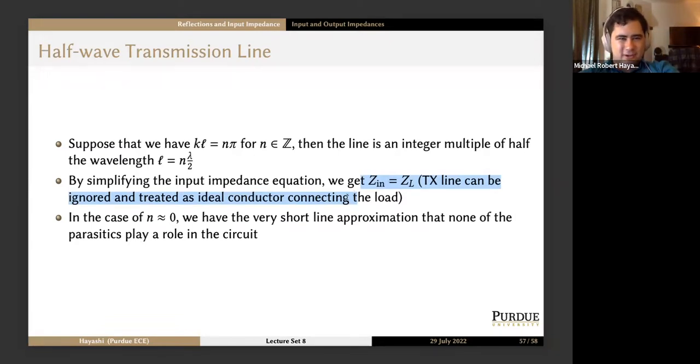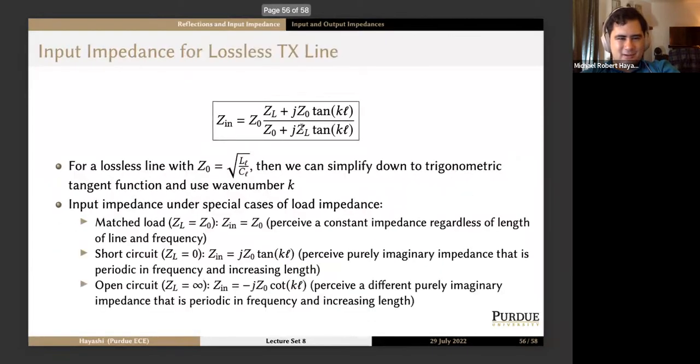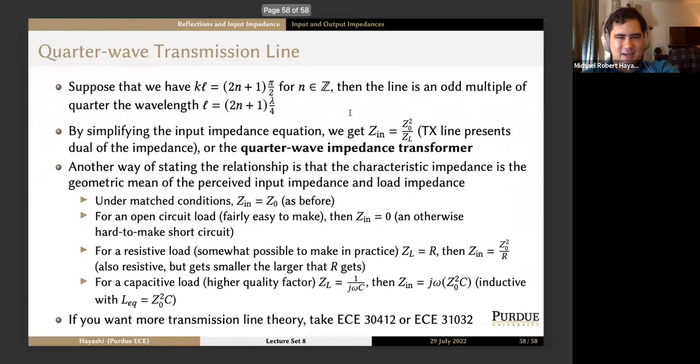But even cooler is the quarter wavelength transmission line. So say the line is a length L that's a quarter of the wavelength. So L is equal to lambda over 4. L is equal to 3 lambda over 4. L is equal to 5 lambda over 4. You look at the input impedance equation right here in the lossless line, and you get Zn is equal to Z0 squared over ZL. So the transformer presents a dual of the impedance. We call this the quarter wave impedance transformer.